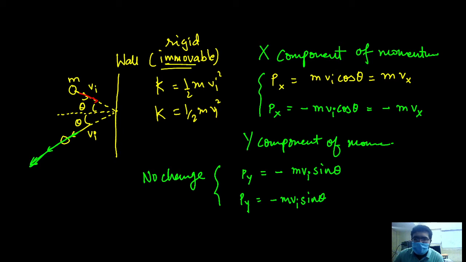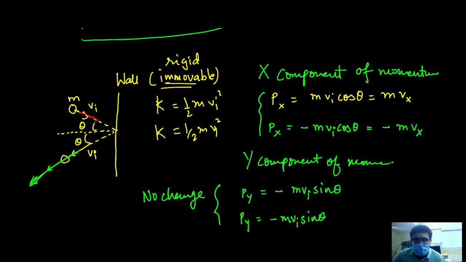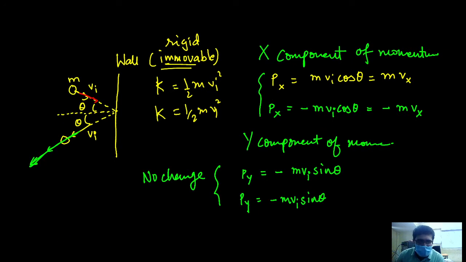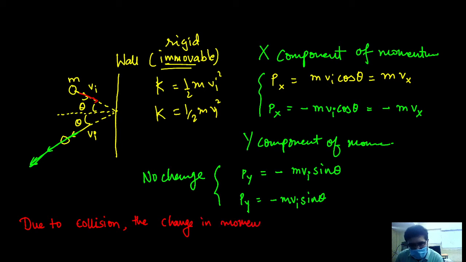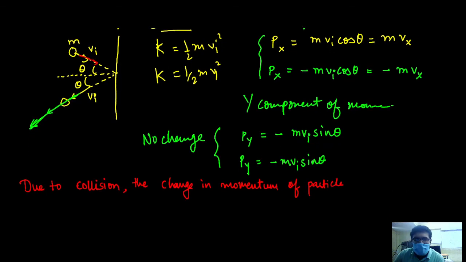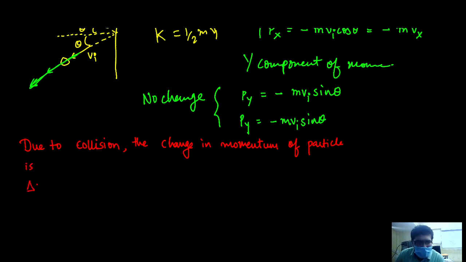Okay. So the only change that is occurring in momentum is in the x direction. We can summarize what we have learned so far in one sentence. Due to collision, the change in momentum of the particle is delta p equal to mv cos theta, right, with a minus sign because this is final, that is minus mvx. I can also write minus mvx. Okay, final minus mvx minus initial mvx, right?